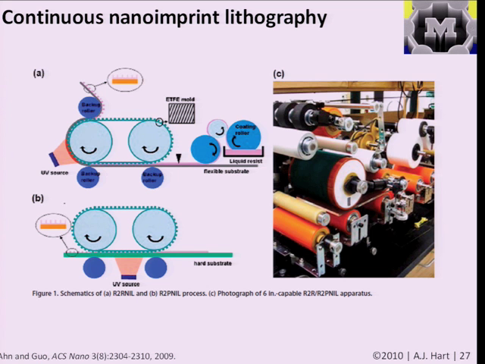They're able to then create features that replicate the stamp. And this is a more, you could say, sophisticated or involved setup where they are transferring it from one flexible film to another, and also have a means of applying this resist in a continuous fashion from a liquid bath. And I think this is actually what they were doing here.